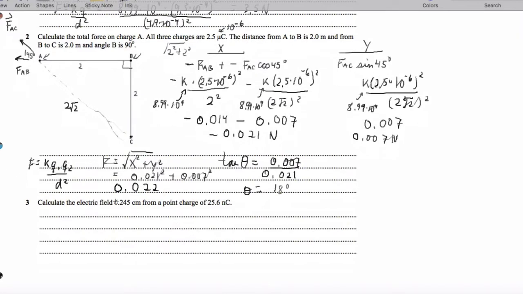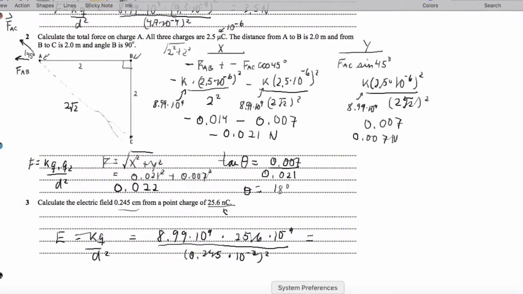All right, now here it says calculate the electric field this far away from this charge. Again, the electric field is simply going to be given by this formula. We just need to be careful that we're using the right number. So 8.99 times 10 to the 9th times 25.6 times 10 to the negative 9th. Remember to shove that in whenever you see nano. And then here it's 0.245 centimeters, so that's 0.245 times 10 to the negative 2 quantity squared. So there we go.